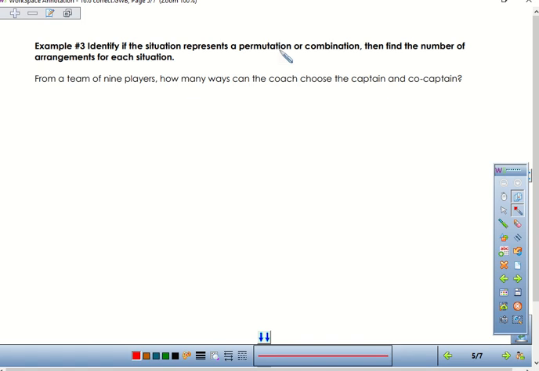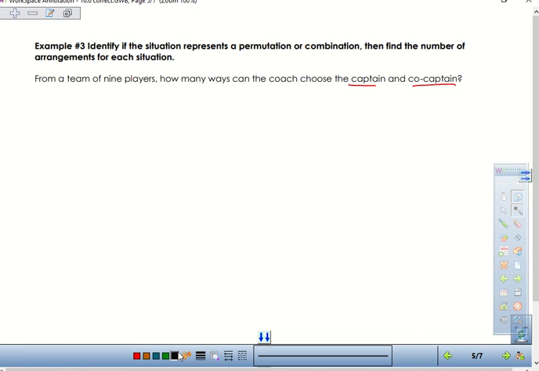Identify each situation as a permutation or combination and then find the arrangement. From a team of 9 players, how many ways can a coach choose a captain and co-captain? Is there a difference between a captain and a co-captain? Yes, they have different duties possibly, right? If 2 people got chosen and somebody got captain and co-captain, most likely you'd rather be captain than co-captain, right? So the order here does matter.